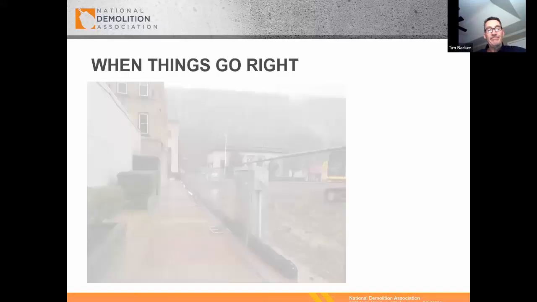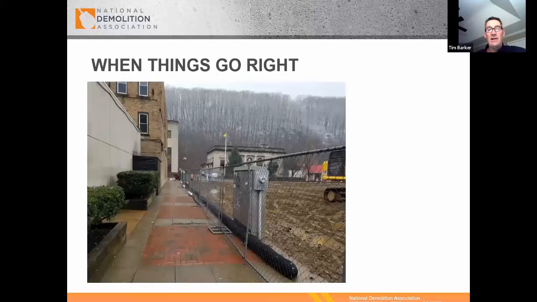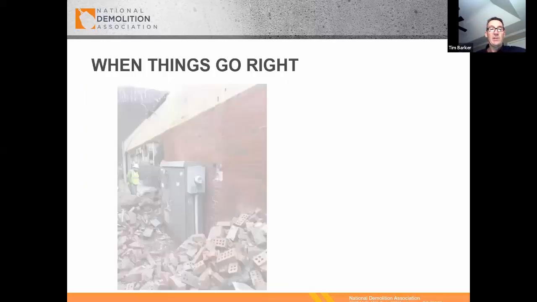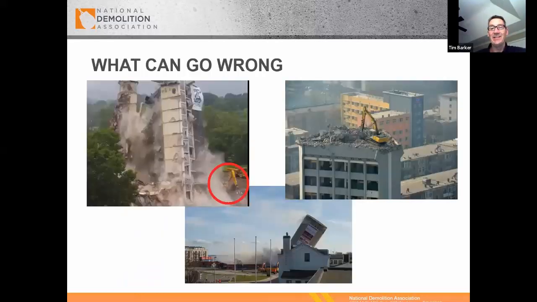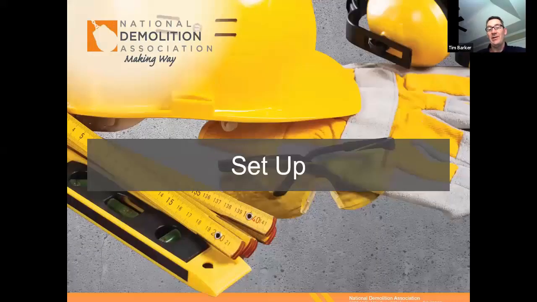So when things go right, as you can see here, the project was demolished, the electrical panel is still there, the sidewalk's not damaged, there's a fence around the site, it looks great. When things go wrong, unfortunately, things get damaged, obviously. Sitting on top of the building, this happens often in China. They work their way from the top down, or an excavator is too close to a building, and unfortunately the building ends up on the excavator, buildings fall the wrong direction. So obviously there's some risk in our industry, and our goal is to mitigate or remove some of that risk.